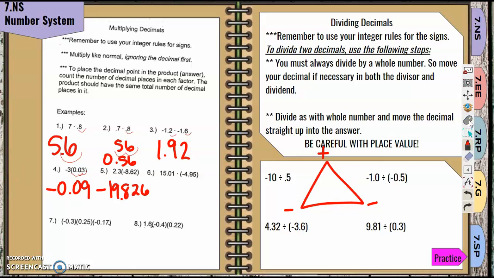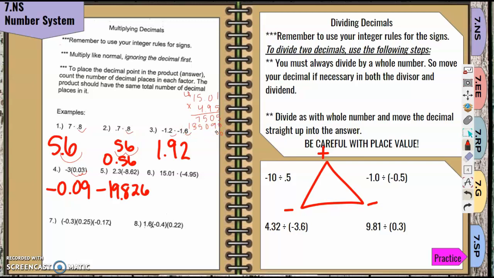All right, number 6. A positive times a negative is a negative, so I know my answer is negative. 15 and 100 times 4 and 95 hundredths. 5 times 1 is 5. 5 times 0 is 0. 5 times 5 is 25. 5 times 1 is 5 plus 2 is 7. Bring down a placeholder. 9 times 1 is 9. 9 times 0 is 0. 9 times 5 is 45. 9 times 1 is 9. Plus 4 is 13.